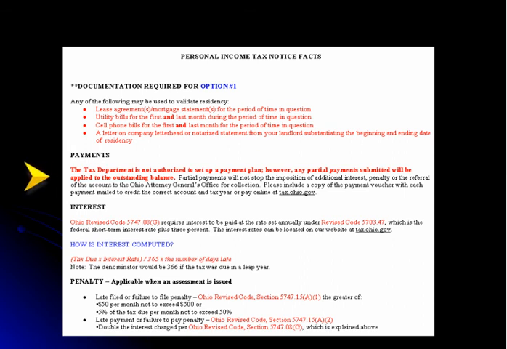The Ohio Department of Taxation is not authorized to set up a formal payment plan. However, any partial payments that are sent will be applied to the outstanding balance. Please include a payment voucher with any payment that you send so that it can be applied correctly. Payments can also be made electronically at tax.ohio.gov. Interest is required by law according to the Ohio Revised Code. This section explains how interest and penalty are calculated.